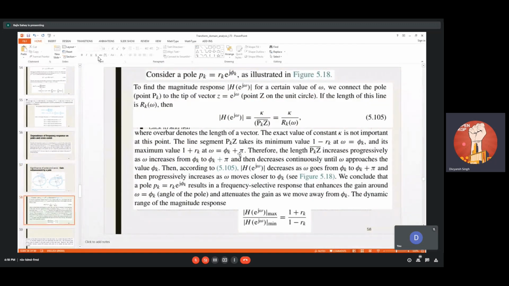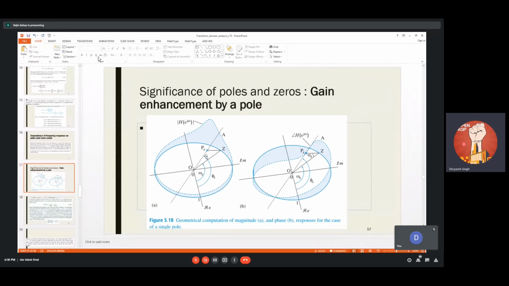So 1 plus RK at omega equal to 5k plus 5. So the ratio of the maximum value of the magnitude response to the minimum value of the magnitude response is 1 plus RK by 1 minus RK. Now this is a function of RK. That is, where is the location of this pole with respect to this line.